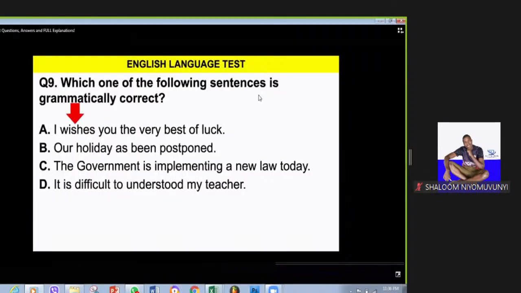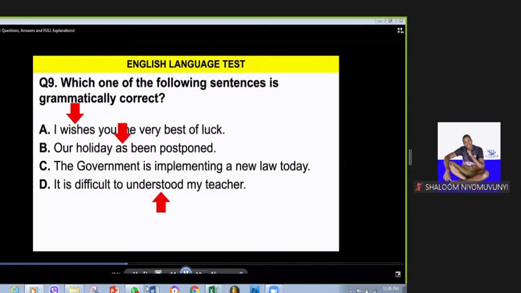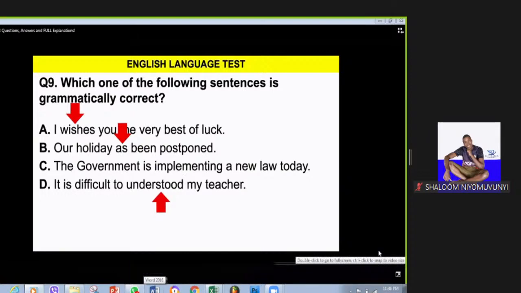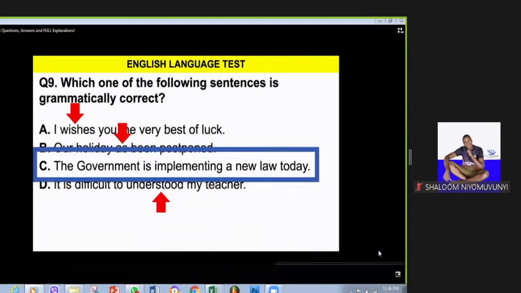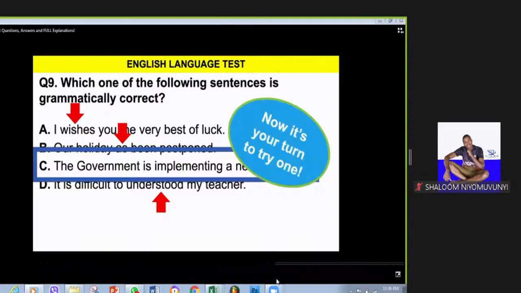Well, if we break them down, we can see that I wishes you the very best of luck is not grammatically correct. It should be I wish you the very best of luck. Our holiday has been postponed. That's wrong. It should be our holiday has, H-A-S. And D, it is difficult to understood my teacher is not grammatically correct. It should be it is difficult to understand my teacher. Therefore, the correct answer, the government is implementing a new law today. C is the correct answer.